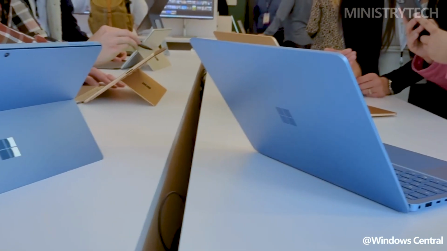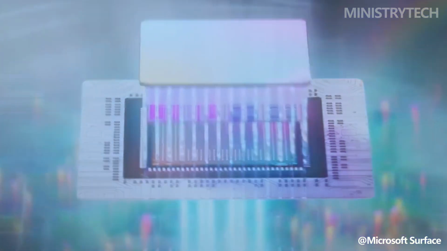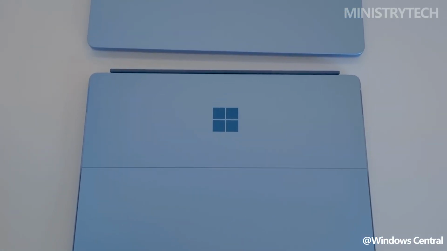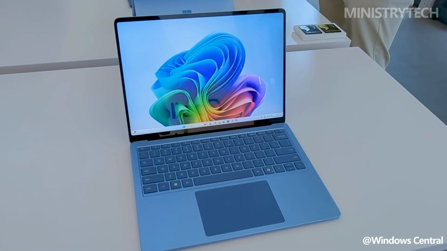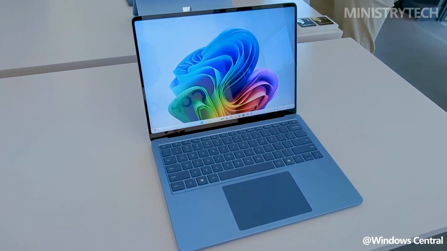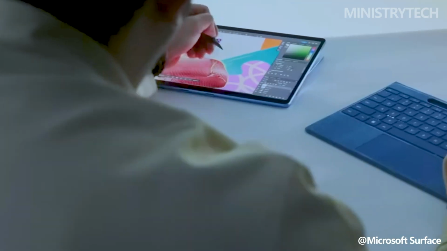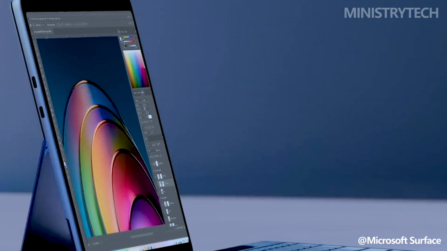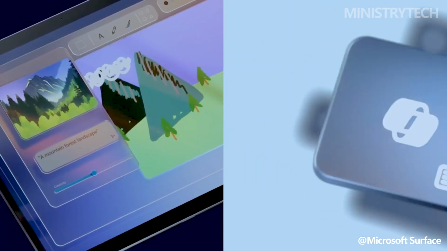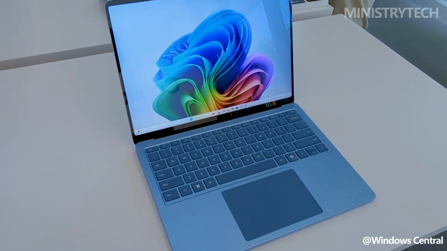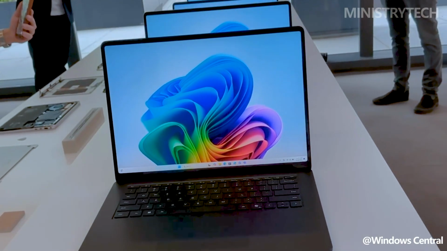We've just had a brief opportunity to use the two devices during the launch event at Microsoft's Seattle headquarters, but we've compared their specifications and outlined the most important variations between them below. After we've given the gadgets a comprehensive evaluation, we'll update this video with more information. To find out more about Microsoft's recently revealed Surface Pro 11 and Surface Laptop 7, continue watching.